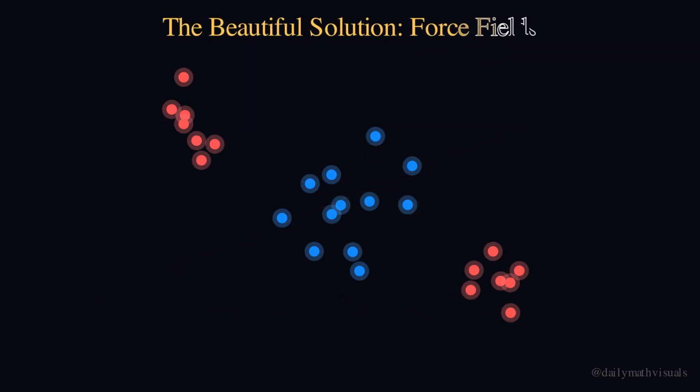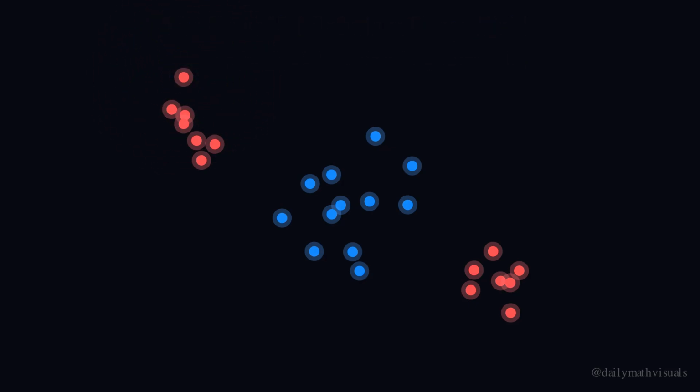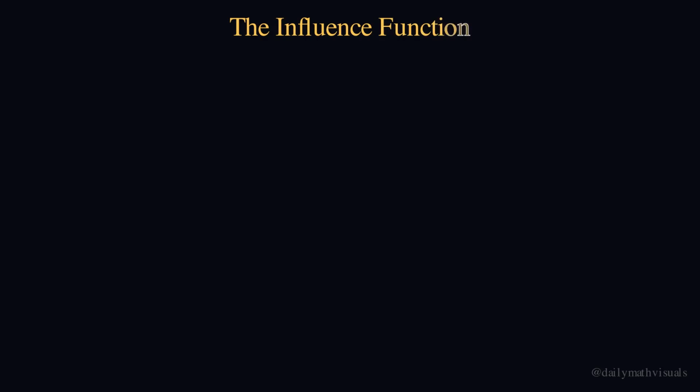Here's where it gets beautiful. Imagine every training email emits an influence field. Like ripples spreading in a pond, each email influences the space around it. This spam email emits influence. Watch the ripples. But exactly how much influence does a point emit? Let's look at the math.